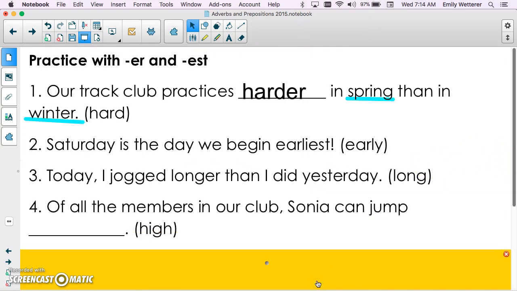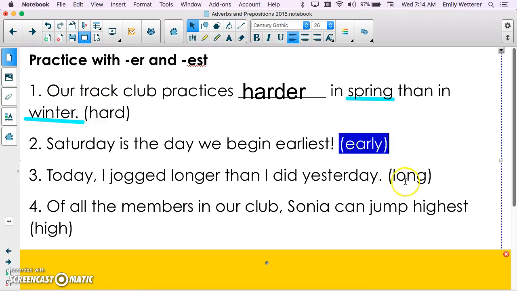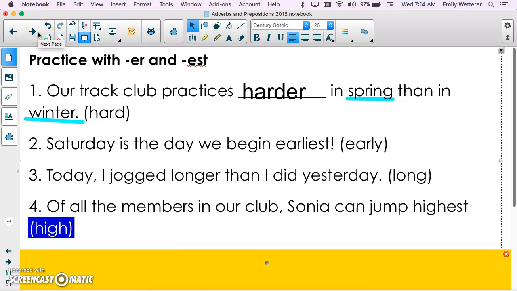Of all the members in our club, Sonia can jump blank. You try this one on your own. And the answer is highest. We're comparing how Sonia can jump compared to how the other people jump. Very good. So notice these are all short adverbs. Hard, early, long, high. So we use er or est.